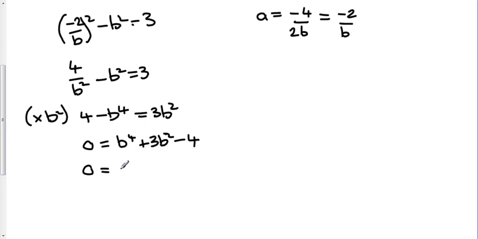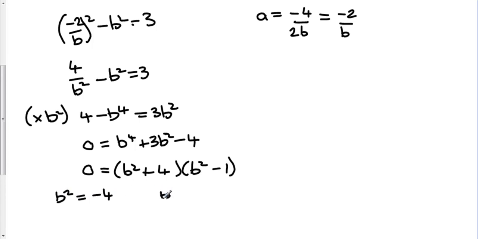And factorising, leaving us with b squared in both brackets, we're going to need two numbers that multiply to give -4 and add to give 3. So there's going to have to be more positives than negatives, giving us +4 and -1. So we've got two possibilities now. Two brackets multiplied together to give 0. One of them's got to be 0. So we've got b squared could be -4, or b squared could be 1.